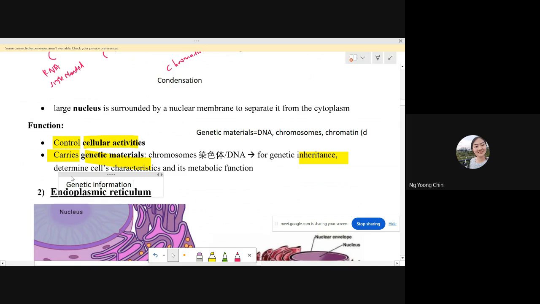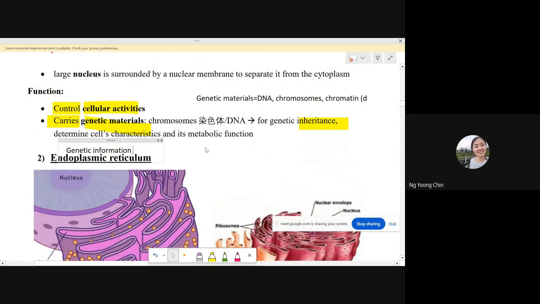For example, in this cell, the nucleus contains the DNA. This DNA stores the information about how our body is able to produce a protein like this. So they can determine the cell characteristic and metabolic functions. So Monty, if you want to know more about yourself, go study your DNA.